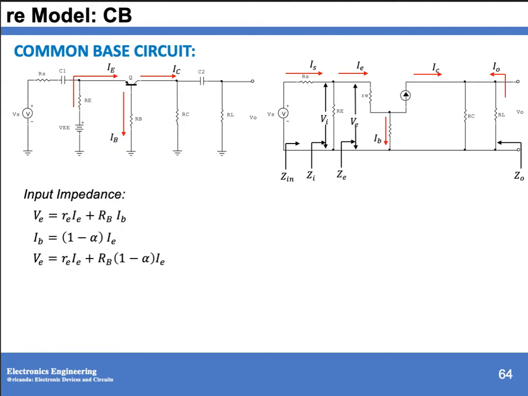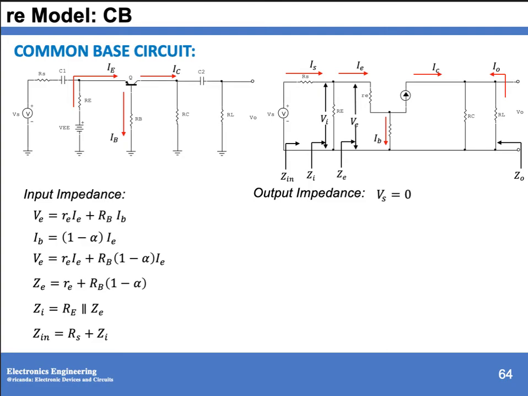And if we divide your VE by IE, then that will be your impedance at the emitter. Getting your impedance Zi, that is equivalent to your RE in parallel with your impedance at the emitter. And adding RS to your impedance Zi, that will be your impedance Zin. For output impedance, we have to set your VS to 0, so therefore we have RC in parallel with RL.